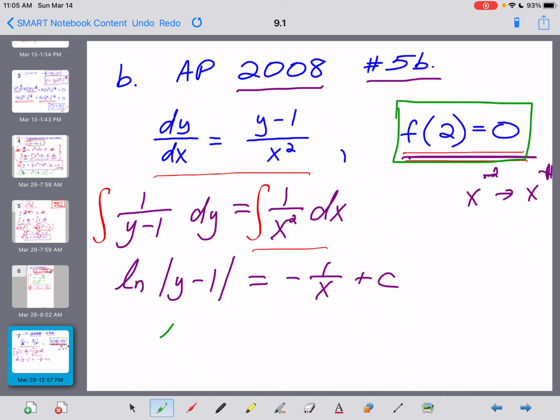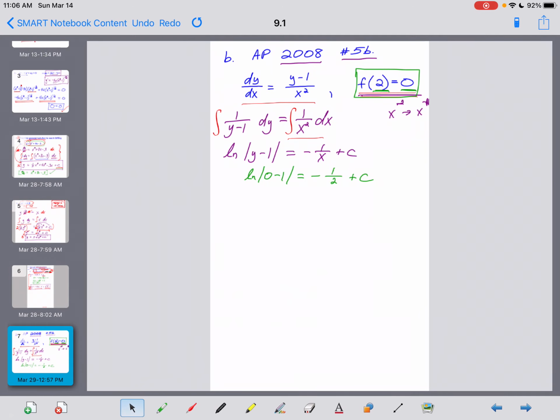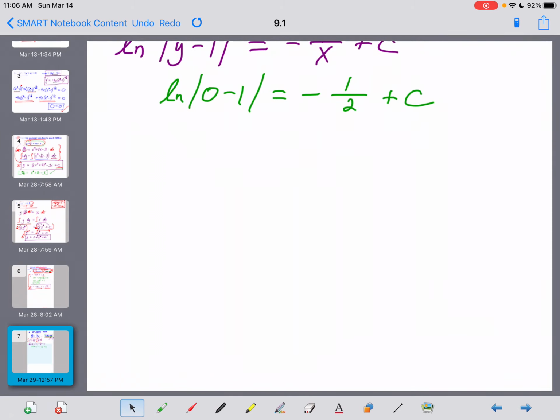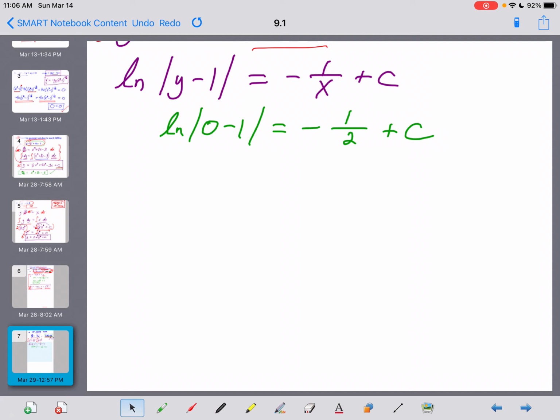I'm going to switch to green and say, all right, the natural log of, and now in this initial condition, my y value is 0. So that's the absolute value of 0 minus 1 equals the opposite of 1 over my x value there, which is 2, plus c. Okay, so we subbed the 2 in for x, the 0 in for y, and now let's see if we can solve for c. Let me make a little mark down there, and that allows me to zoom and scroll a little bit better.